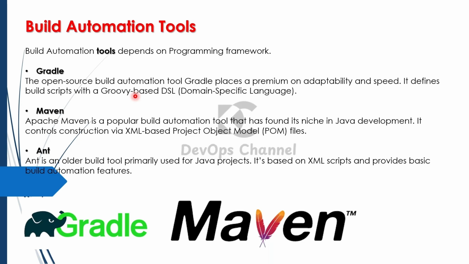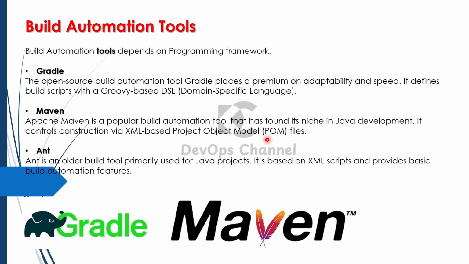Next one is Maven, also one of the popular ones. Apache Maven is a popular build automation tool that found its niche in Java development. The programming framework used for Maven is Java. It controls construction via an XML project object model file. There is a main file called pom.xml, which is the control file of Maven.